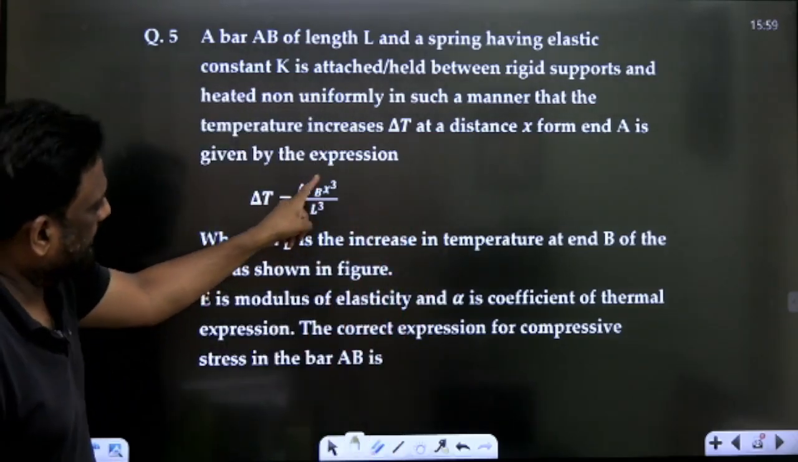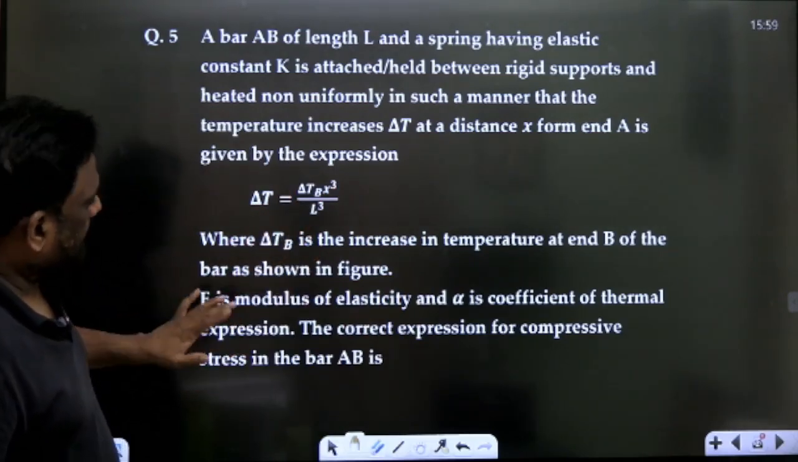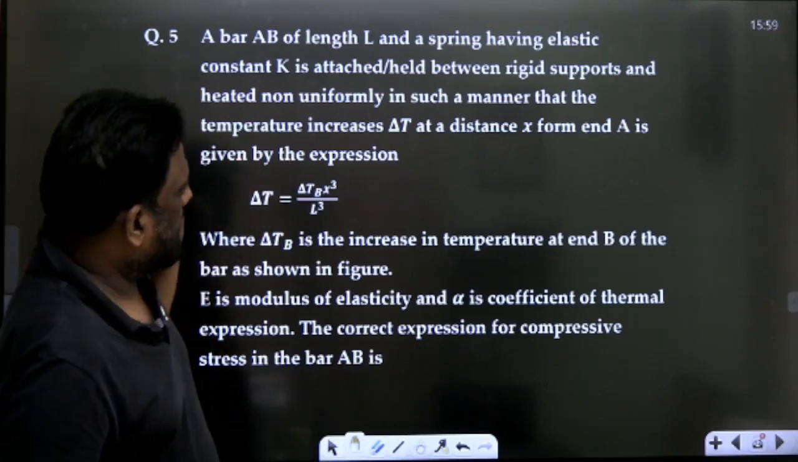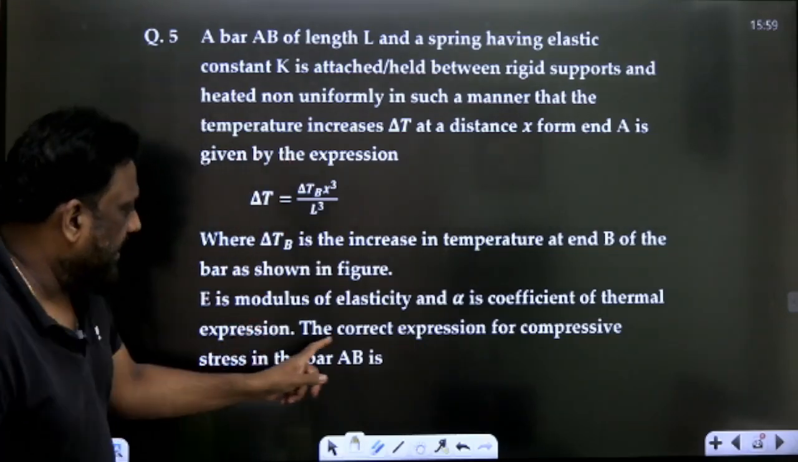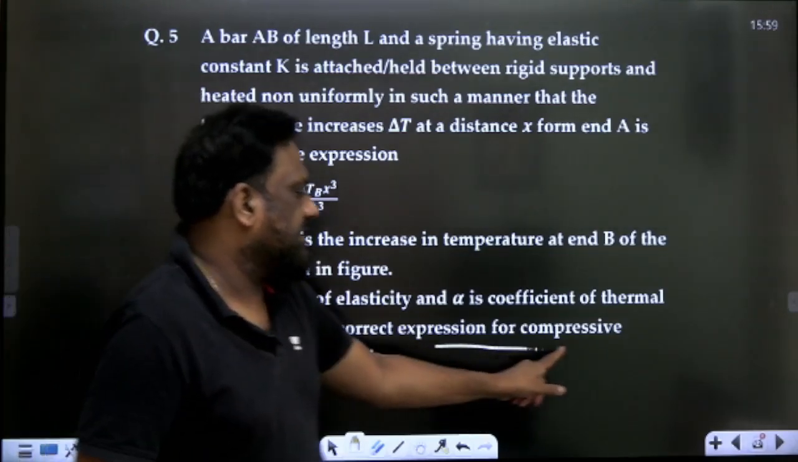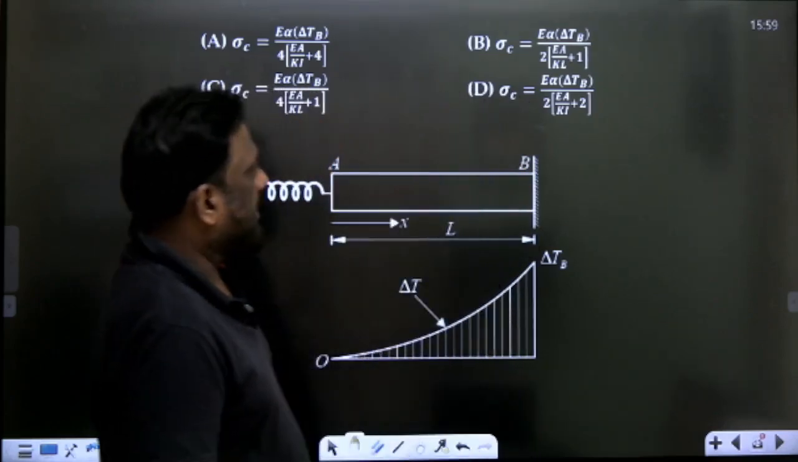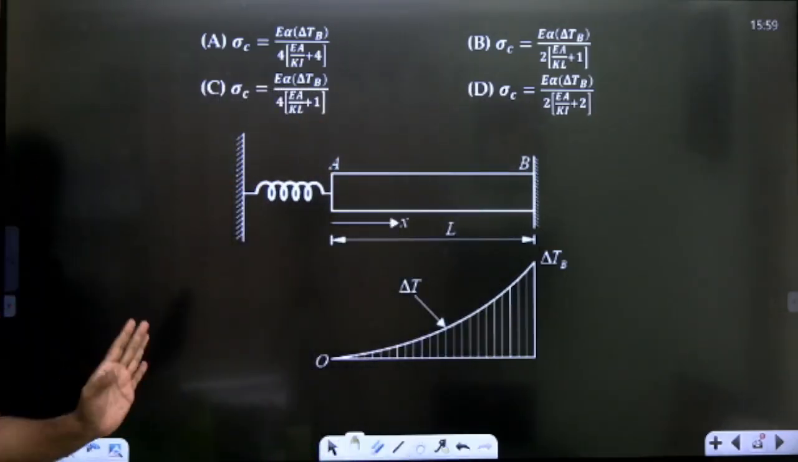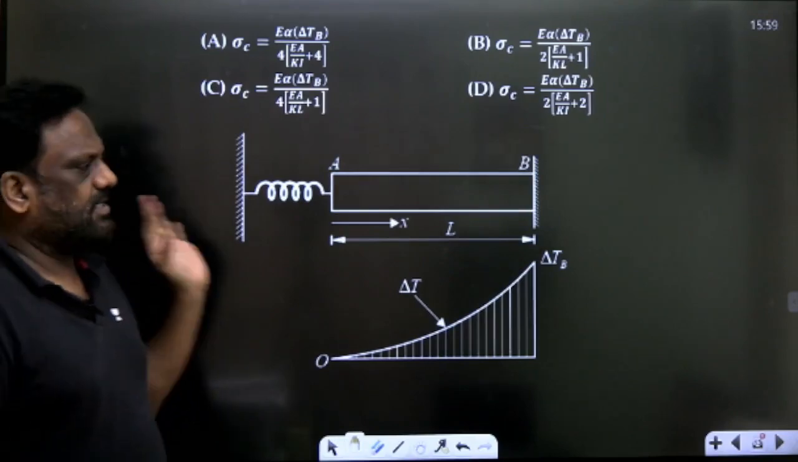Delta T is delta TB x cube by L cube. Exactly the same, but there is a spring of stiffness K. So what has been asked, sir? The expression for compressive stress in the bar. That's all. There is nothing in this. Compressive stress in the bar. We will complete this in just 2 minutes.